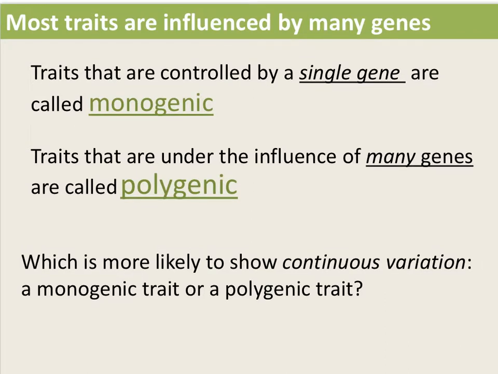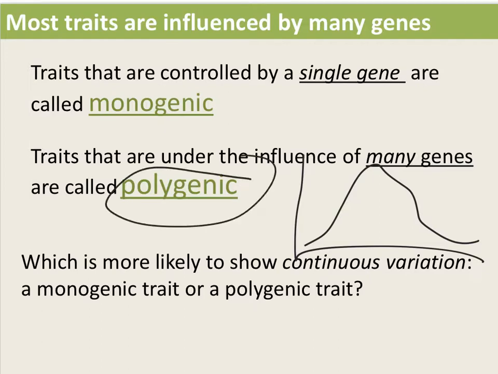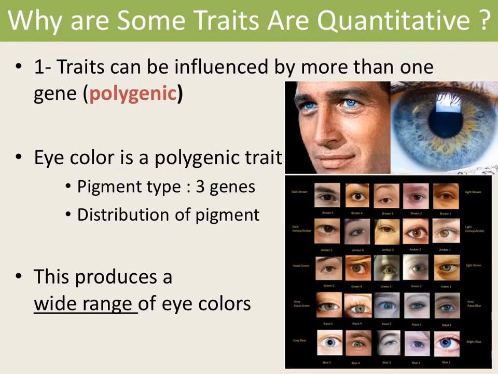Now, which trait is more likely to show continuous variation, like a normal distribution, a monogenic or a polygenic trait? Like continuous variation, which one? Polygenic, right? Okay.